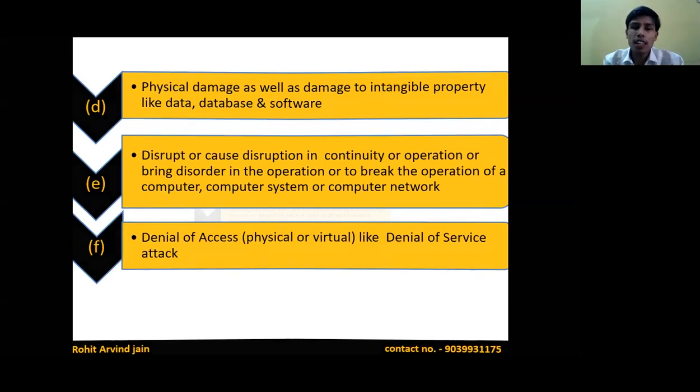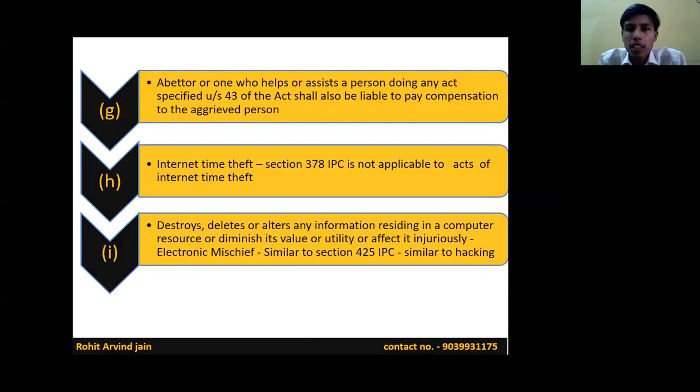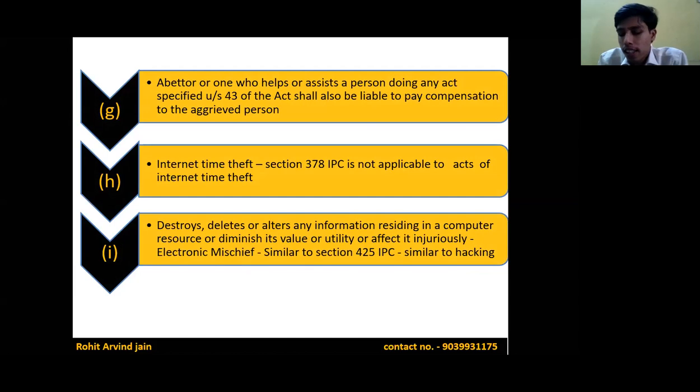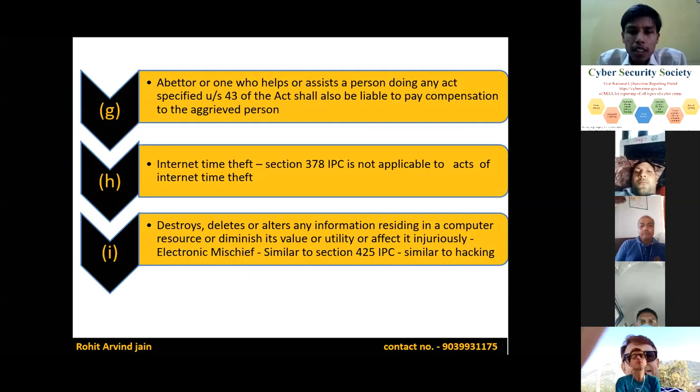The 43G deals with the abettor, like a person who assists or helps someone to do hacking or other cyber crime. Then 43G is applied. Then the other section is 43H, which deals with internet time theft. Like 378, 379 deal with theft in IPC, internet time theft is also a crime under the IT Act, and this is dealt with under section 43H.